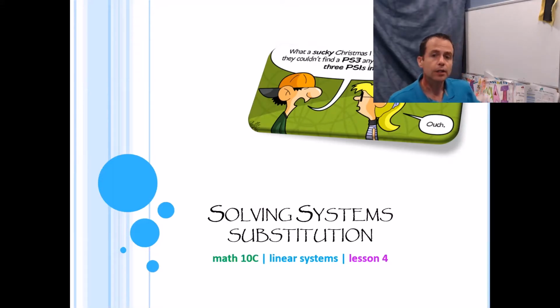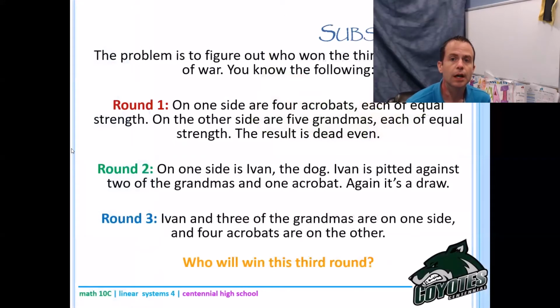Okay, now to start us off, what I'd like to do is I'm going to read you a little word problem that I want you to try on your own, okay? And here it is. So I'll read it, and then you can pause me. The problem is to figure out who won the third round of tug of war.